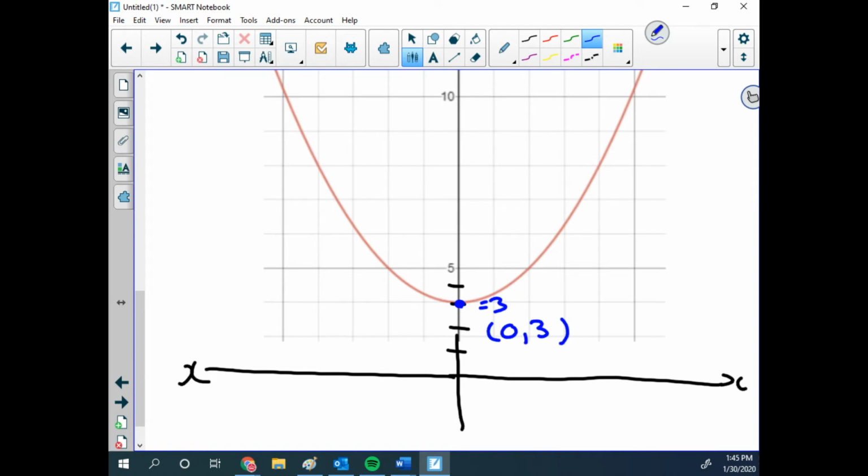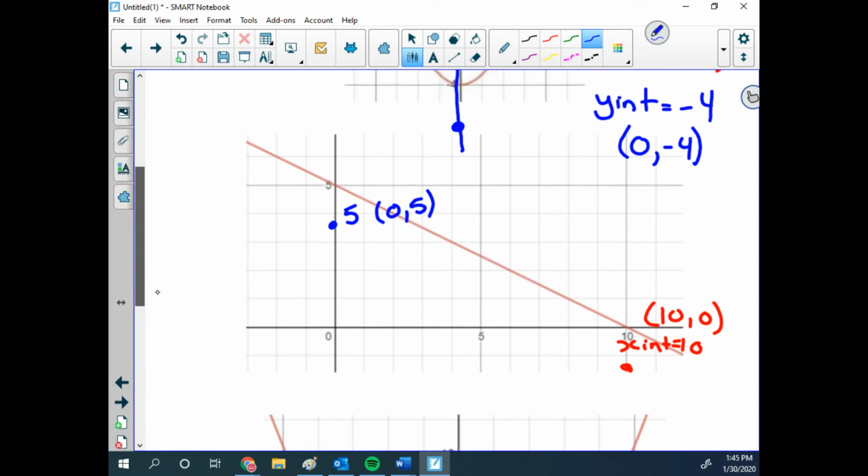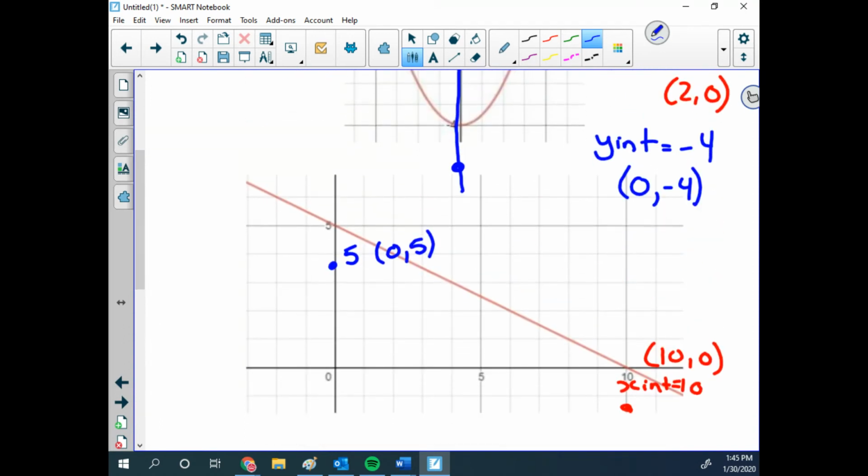So sometimes you might not have an x-intercept. Maybe you have 1, maybe you have 2. Again, same thing: maybe you don't have a y-intercept, or maybe you have 1 or 2, which would make it not a function, but that's beside the point. So graphically, it should be pretty easy. You should be able to look at a graph and tell me what the corresponding x and y-intercept values are.